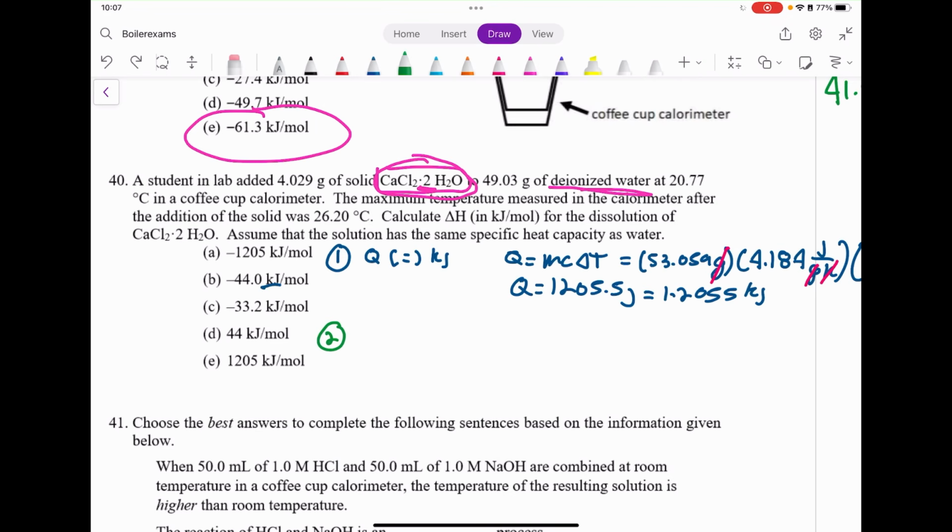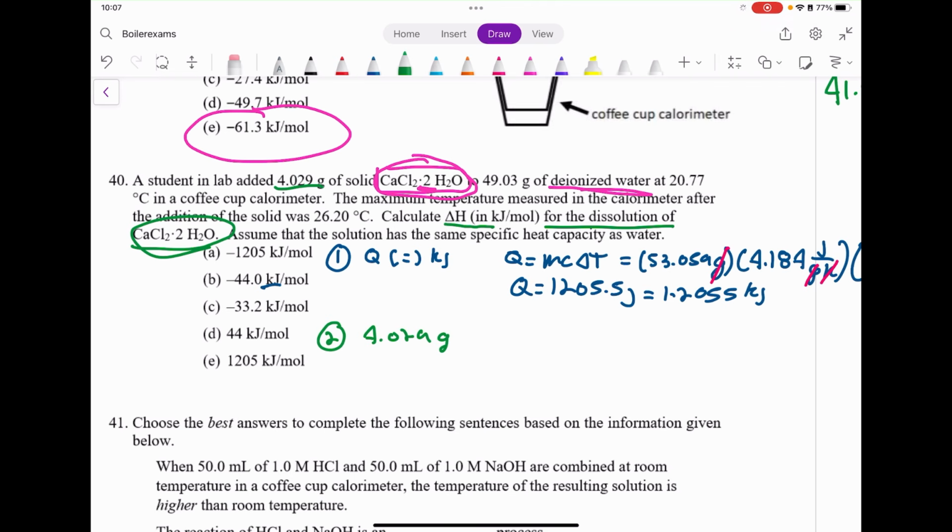We're going to want to get the number of moles of the calcium chloride that's dissolved in water, because they want the delta H for the dissolution of that species. So we're going to want the number of moles of that species, and we're going to include the water. They give us how much of it we have. We know we have 4.029 grams.